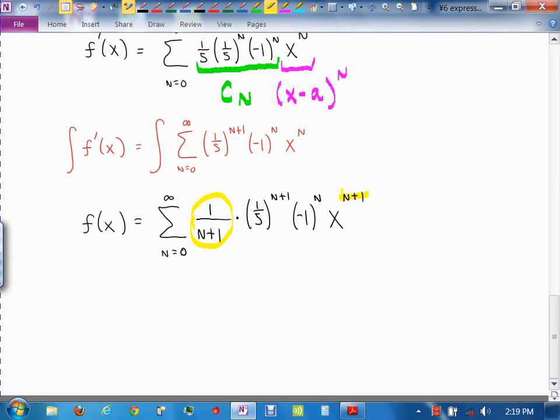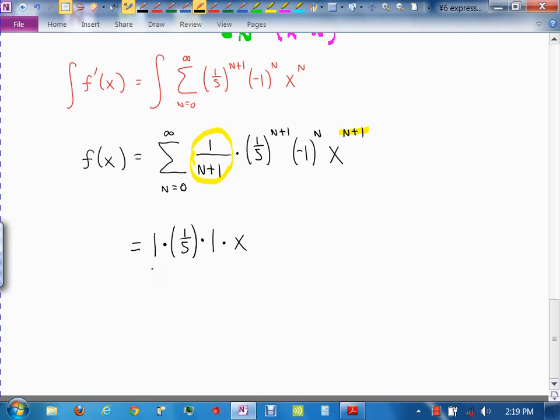Now, can you write out a few of the terms of this? So start at n is 0. Maybe I'll write it out. 1 times 1/5 to the 1, because I'm plugging in 0, right? So 1/5 times negative 1 to the 0, 1 times x to the 1, which is x.